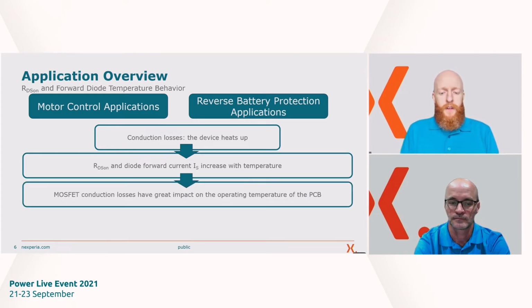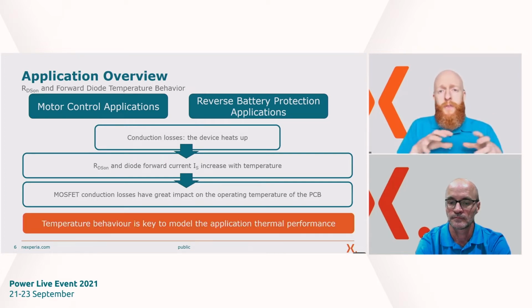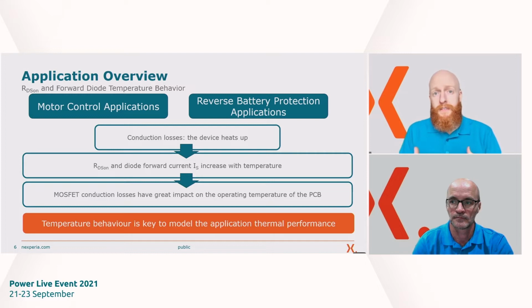So why it's important to be able to model these parameters is because your MOSFET is going to be dissipating heat, but this is going to impact your system. It's going to change the heat flow into your PCB, and therefore you want to be able to model and predict that so you know how much your whole system's going to heat up. So in both of these applications, we can clearly see that being able to model the temperature behavior is key for predicting your performance, and then ensuring that you're staying within the operational limits of your design.